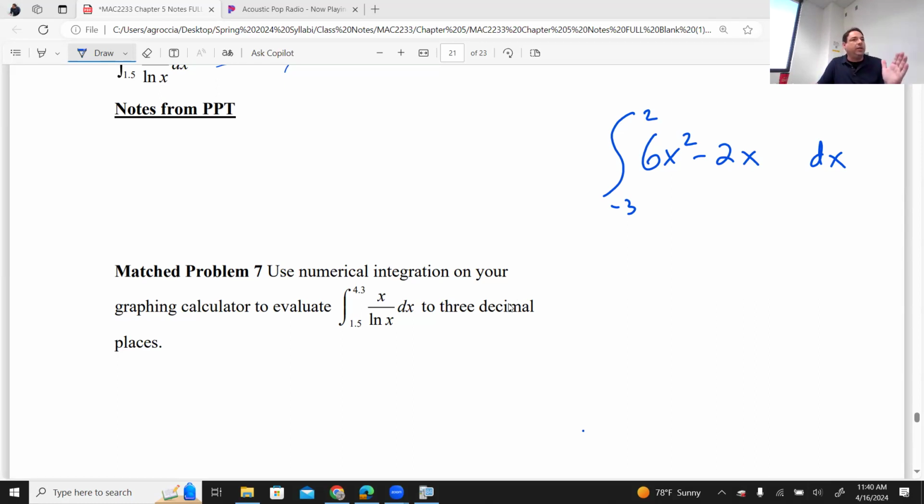Is this a basic one or a more complicated one? Basic one. We're not going to do U substitution. This is a straightforward one. So let's put the numbers on hold for now. Let's just make sure we do the integral correct.